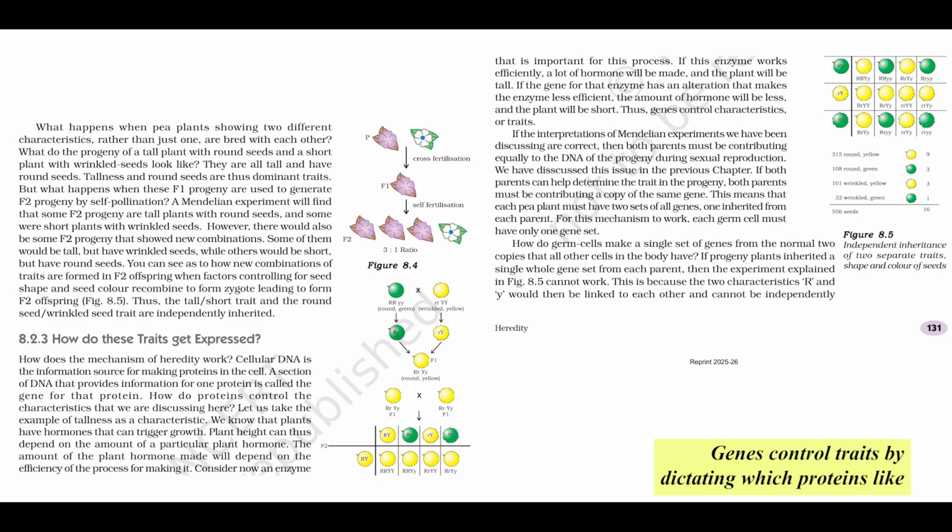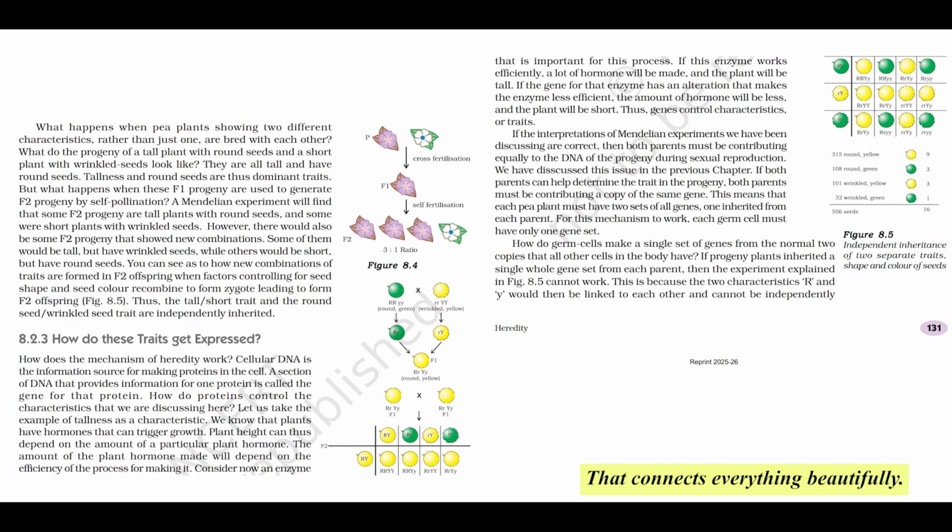Genes control traits by dictating which proteins, like enzymes, are made and how efficiently those proteins function. The proteins then influence physiological processes, like hormone production, that determine the final observable characteristic. DNA, protein, trait: that's the central dogma in action, explaining Mendel's findings at a molecular level. A Tt plant is tall because even one copy of the T allele produces enough efficient enzyme to make sufficient hormone for tall growth. Only with tt do you lack that efficient enzyme completely, leading to shortness.